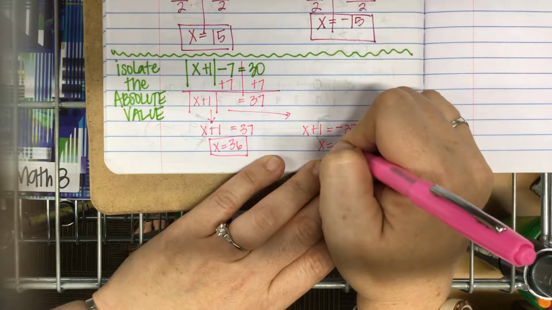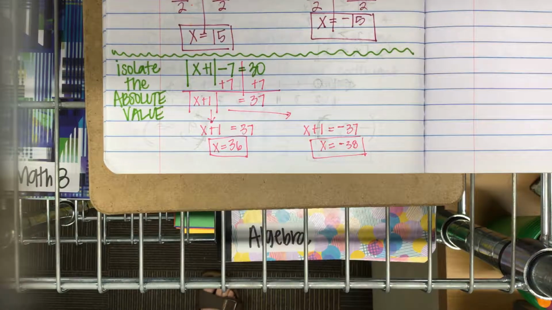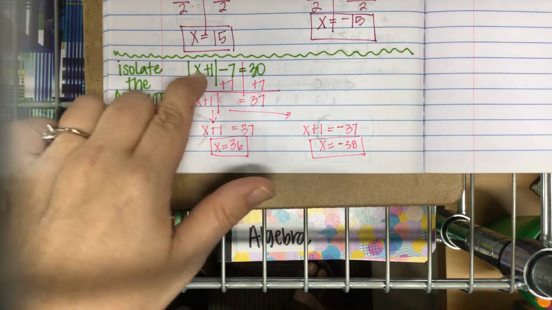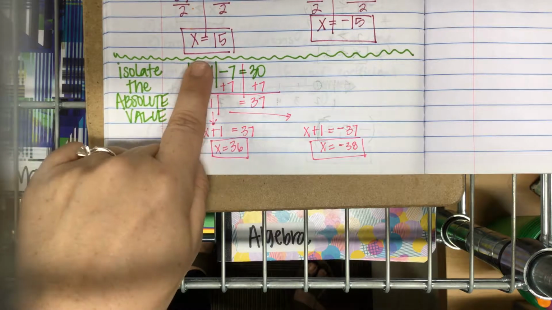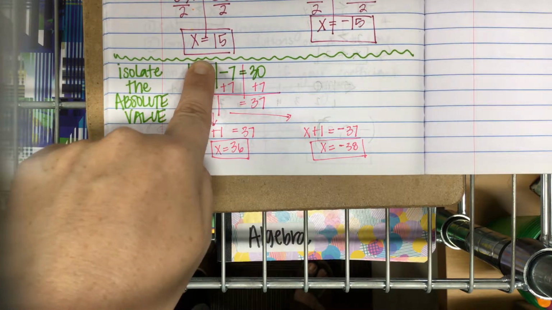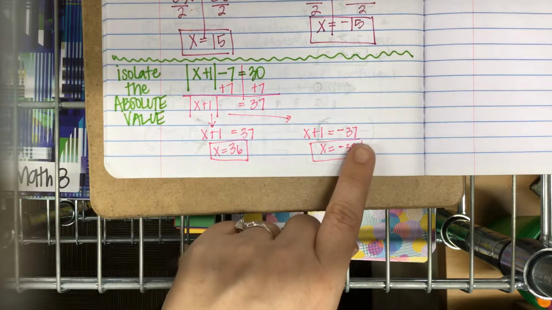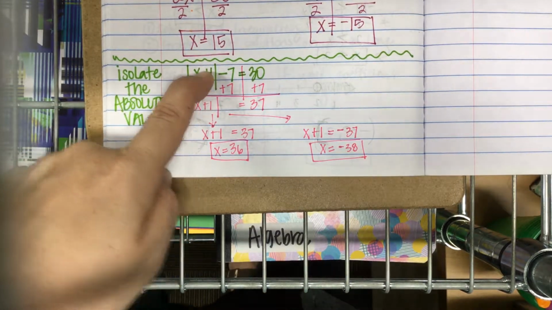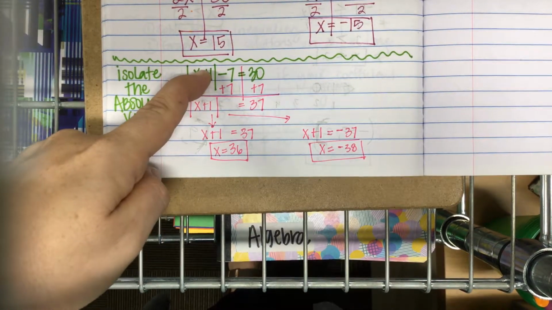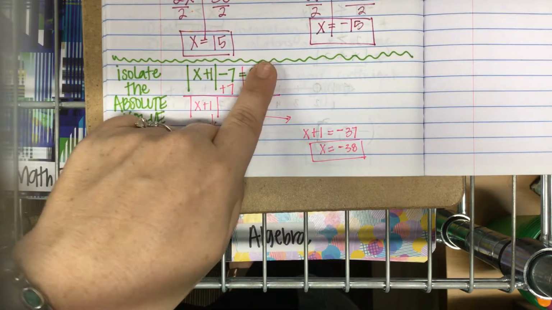Negative 38. Remember, they're not always going to match. Because if I substitute 36 in for x, 36 plus 1 is 37, and the absolute value of 37 is 37, minus 7 makes 30. If I substitute negative 38 in for x, negative 38 plus 1 is negative 37. The absolute value of negative 37 is 37. Minus 7 is 30.